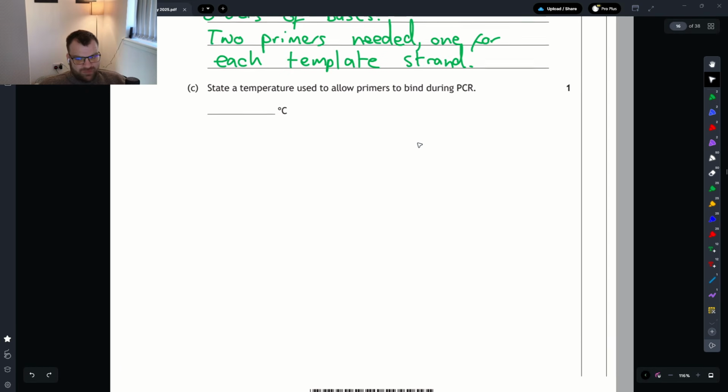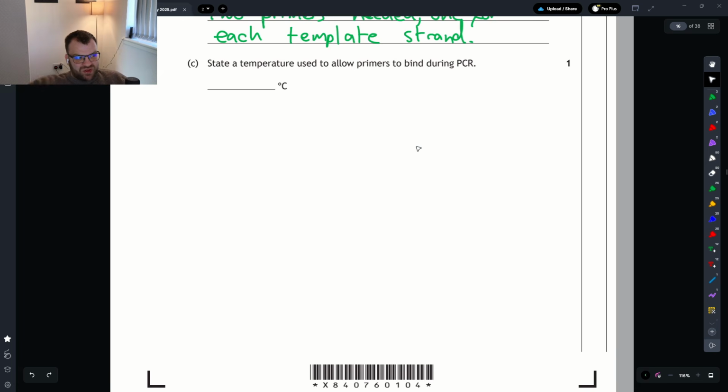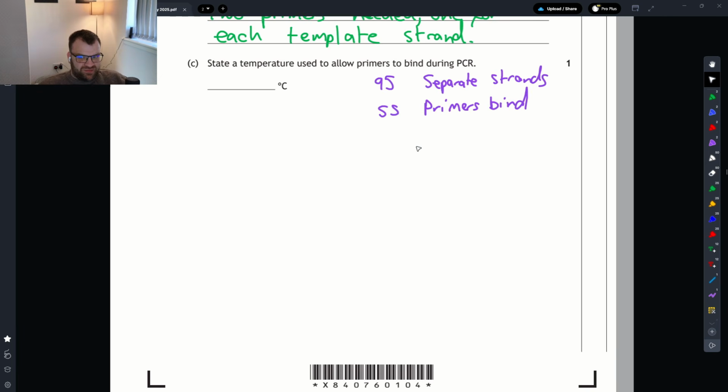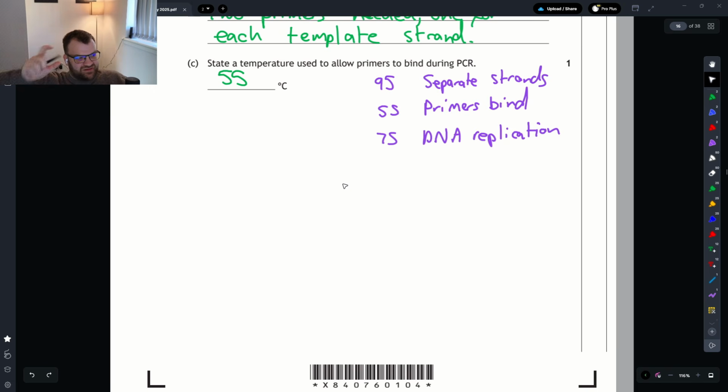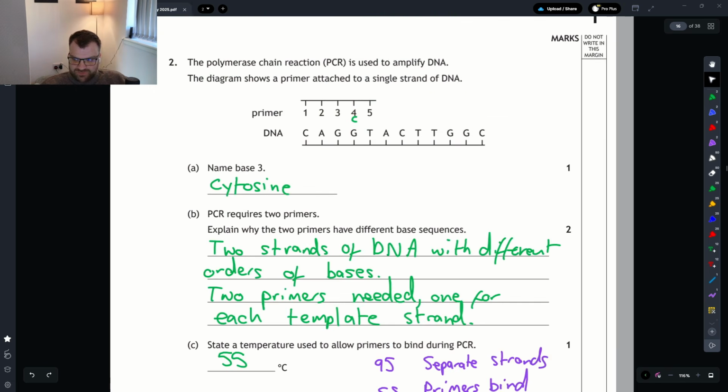When it comes to temperatures, well, initially we go to the highest temperature in order to separate the strands. It then goes down to the lowest temperature to allow primers to bind. So I'm going to go for 55 as my answer there. And then it's heated up to around about 75 to allow the DNA polymerase to replicate the DNA. That's around the optimum for the heat-tolerant polymerase.